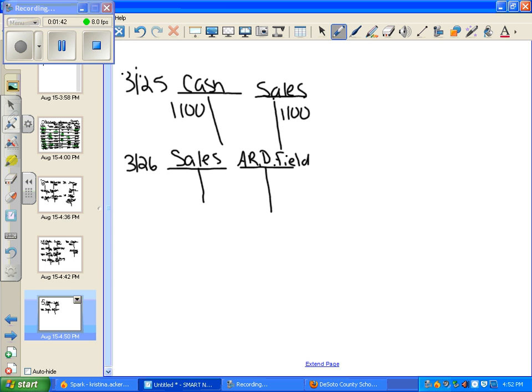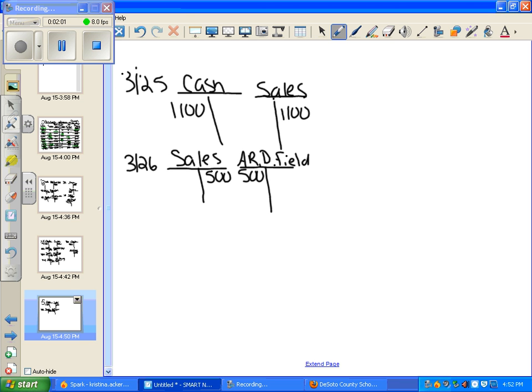So our sales is going to increase with a credit, and let's see, sold services for $500. So we're going to credit sales $500, and the amount of money that Dominic Field owes us is going to increase by $500. So we're going to increase that account receivable by $500.